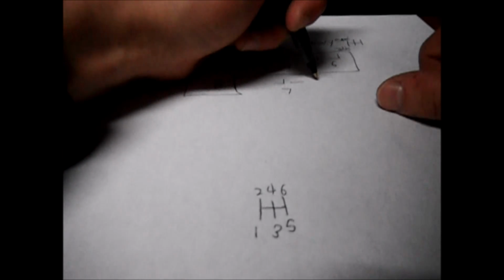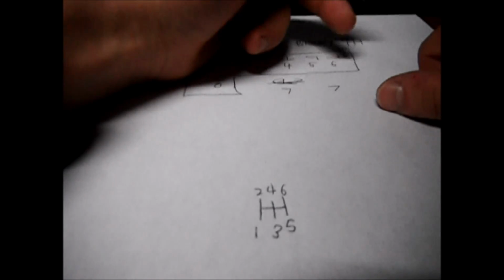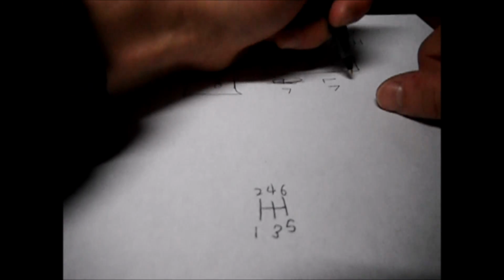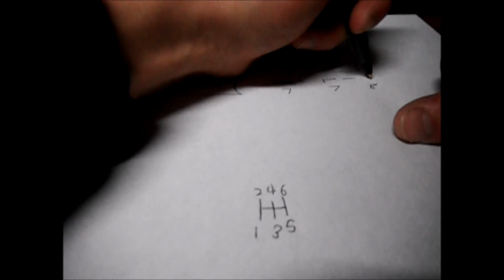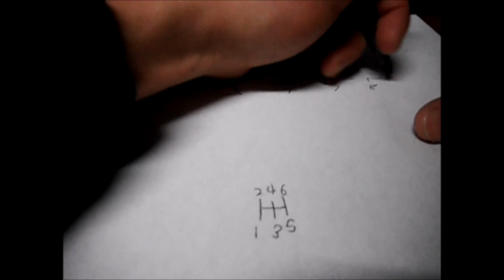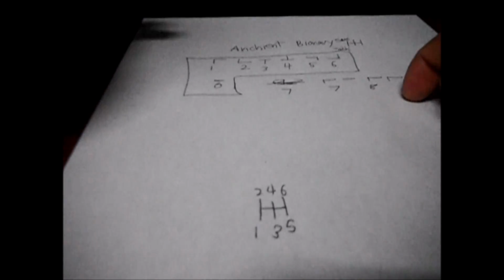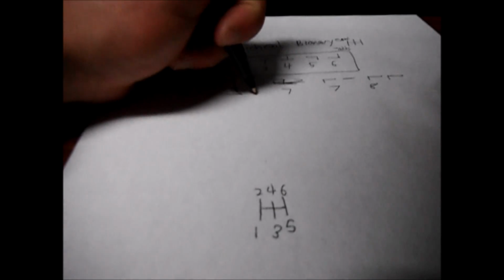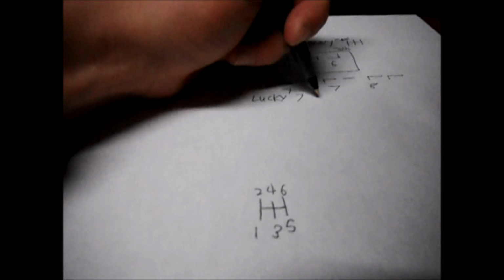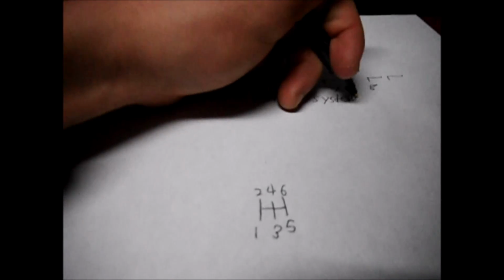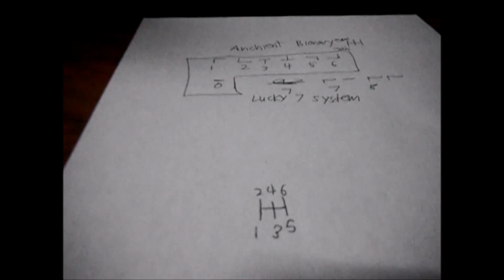If you wanted 14, oh actually no, I messed up. So 7 would basically be 1 set and 0, and then 8 would be the same thing. So this is the original ancient binary, and this is called the Lucky 7 system.